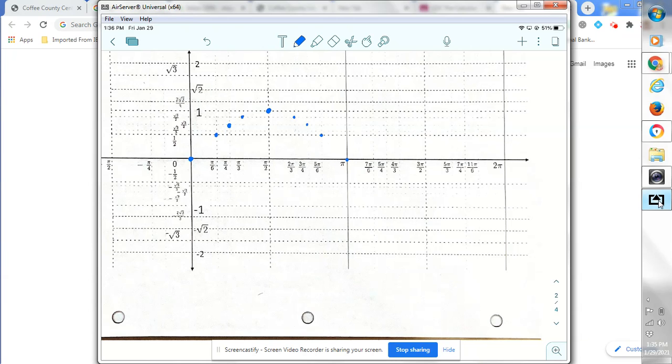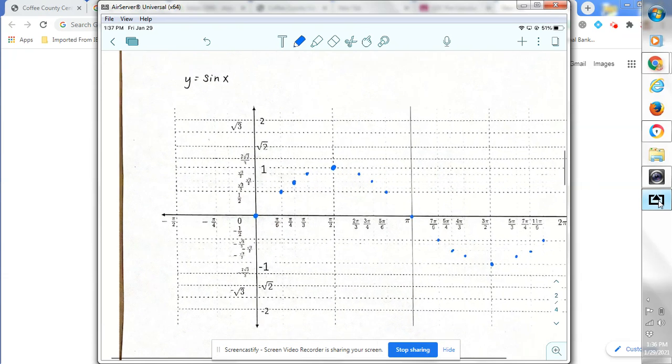And pause the video. I'm fairly sure I can do it faster than you guys. Not that it's a race. It's really hard to see the line right there. Okay. So pause if you need to.